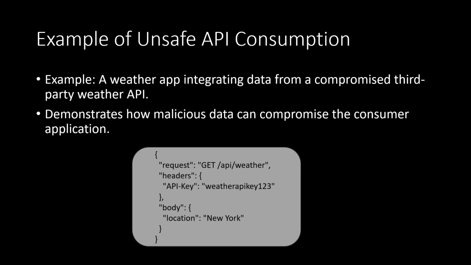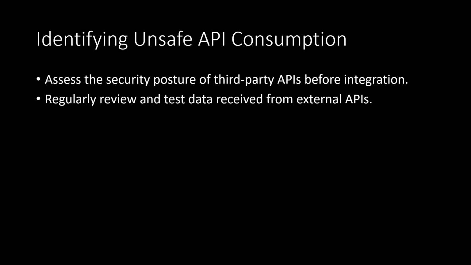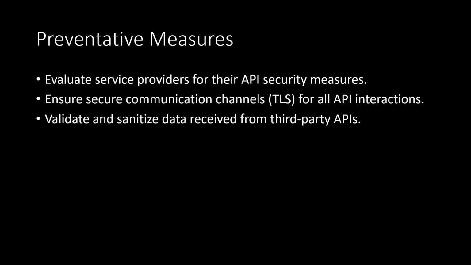In this example, the weather app sends a request to the third-party weather API. If the response contains malicious data, it could exploit vulnerabilities in the weather app, demonstrating the importance of treating third-party API data as untrusted. To identify unsafe API consumption, assess the security posture of third-party APIs before integration. Regularly review and test data received from these APIs to ensure it meets security standards.